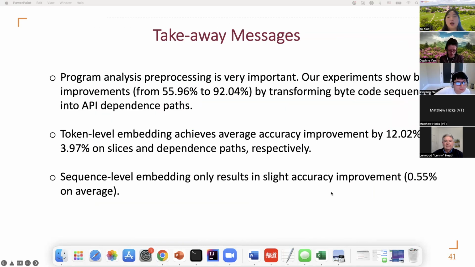We briefly summarize our key takeaways. First, our experiments highly recommend using program analysis pre-processing. It shows that with program analysis processing, it can improve the accuracy from 56% to 92%. Also, our experiment shows token level embedding can also improve the accuracy. On slices and on dependence paths, it shows 12% and around 4% accuracy boost. Compared to that, sequence level embedding shows a much slighter accuracy improvement.